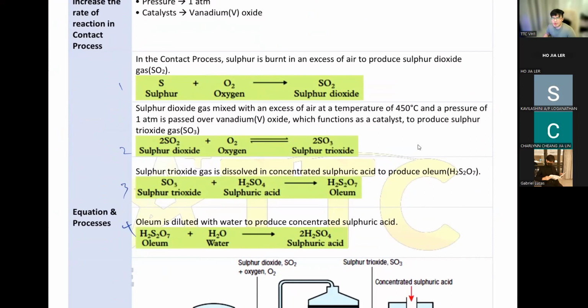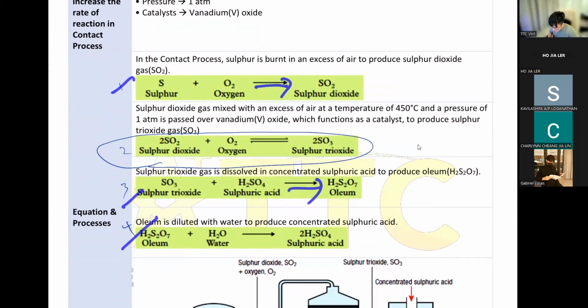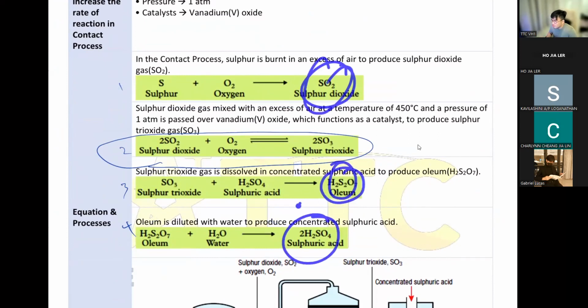You might say, sir, we need to memorize all of this? Do we need to memorize like all of this? No. We only need to focus on step 2. Why? Because you see, step 1, step 3, step 4, they are all solid arrows. They just go one way. This thing is very stable. These 3, they won't break up.